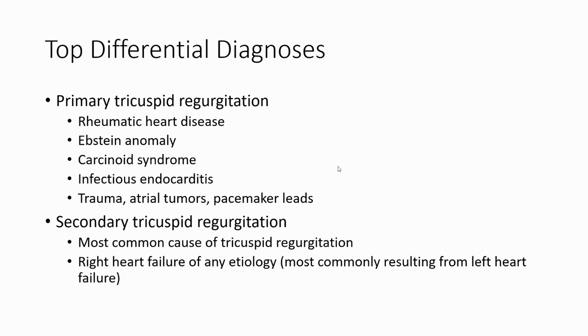It can be divided into primary and secondary tricuspid regurgitation. Primary is usually caused by rheumatic heart disease, Ebstein anomaly, carcinoid syndrome, infective endocarditis, trauma, and pacemaker lead. Secondary tricuspid regurgitation is more common and is caused by right heart failure of any etiology.